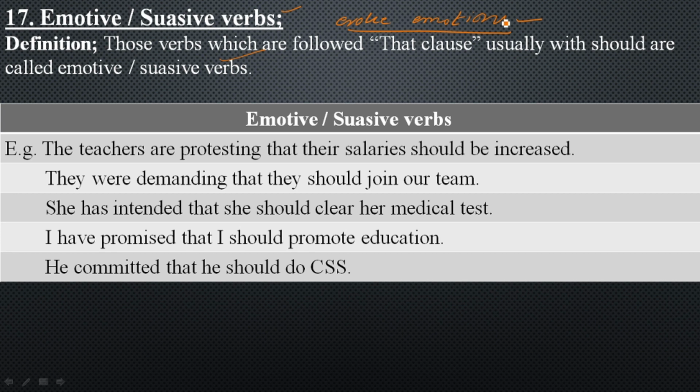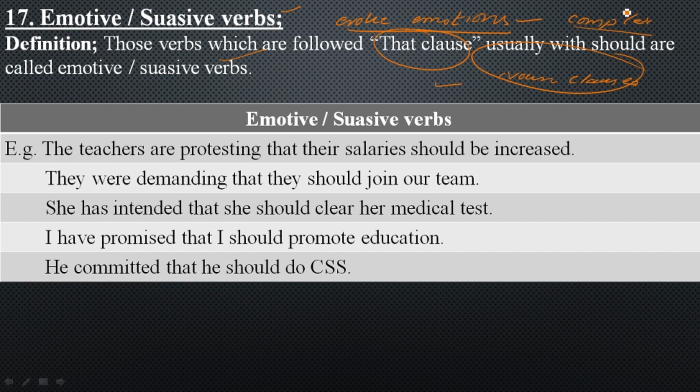Before starting that, we will discuss the that clause a little bit. Actually, the that clause is a branch of the noun clause. As we start the classes, you will come to know. But here we will just discuss that without clauses you cannot complete your emotive sentences. These kinds of sentences are called complex sentences.